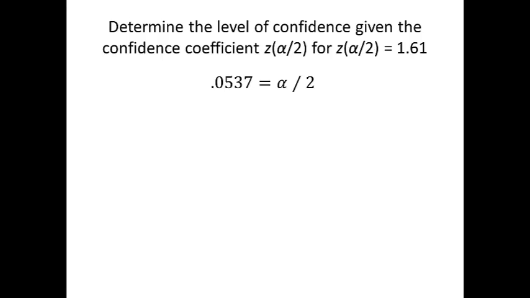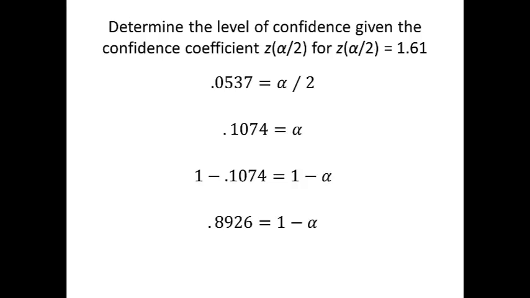So we're just simply going to multiply both sides by 2. That'll give us 0.1074 equals alpha, but we need 1 minus alpha for the problem. As long as we do the same thing to both sides, it's equal. So I'm going to take 1 minus both sides. So 1 minus 0.1074 is equal to 1 minus alpha. That makes 0.8926 equal to 1 minus alpha.